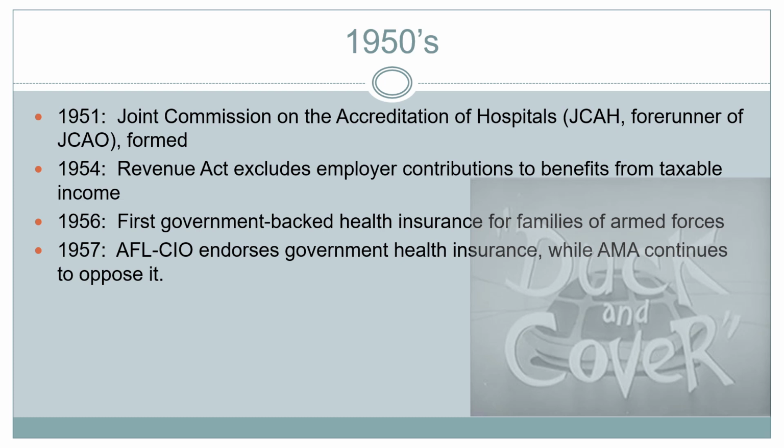In the 1950s, the Joint Commission on the Accreditation of Hospitals, JCAH, a forerunner of JCAHO, was formed. You had the Revenue Act, which excluded employer contributions from taxable income for health insurance benefits. You had the first government-backed health insurance for families of the armed forces back in 1957. And then you had unions in the 1950s endorsing the creation of government health insurance.